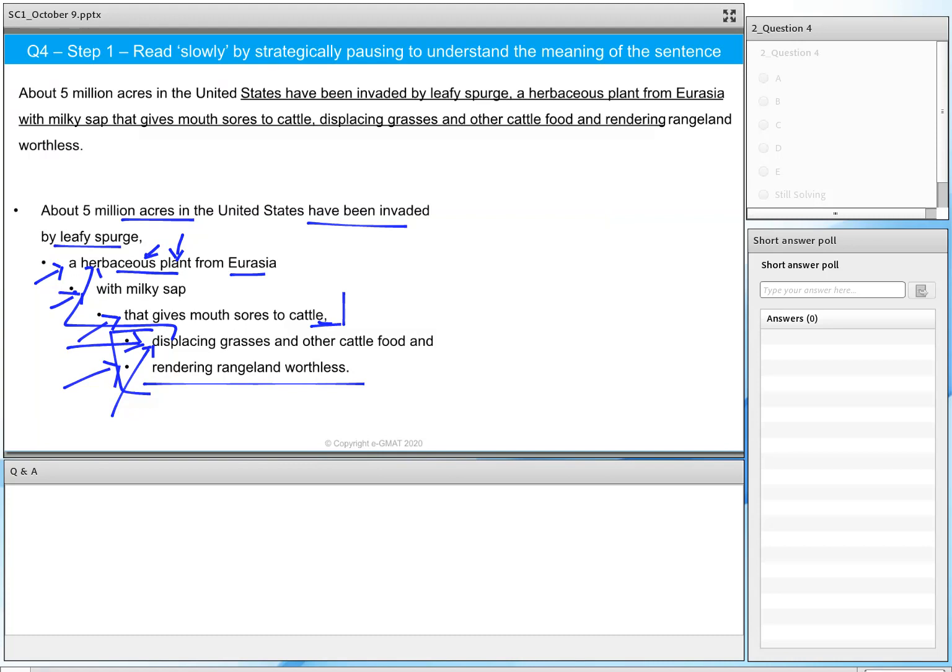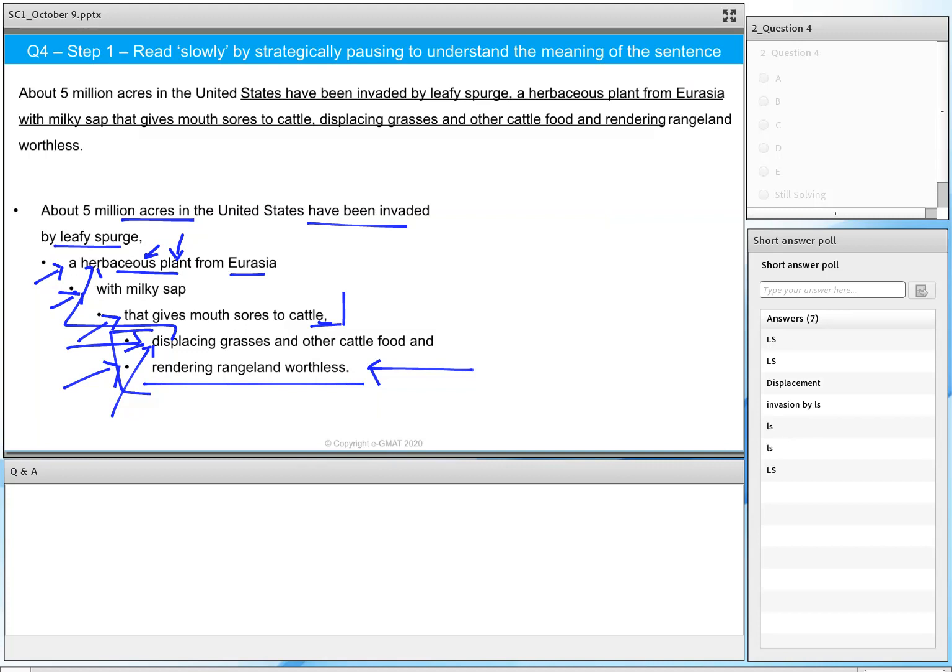Now, is it correct cause and effect? Is it logical? Can we say that it is logical to say that because milky sap gives mouth sores to cattle, it ends up making the grazing ground useless? Is it milky sap that is making the grazing grounds useless? No, most definitely not. That cause and effect just does not make any sense. So here again, we will ask this question from the sentence: what makes grazing ground worthless? Think about it.